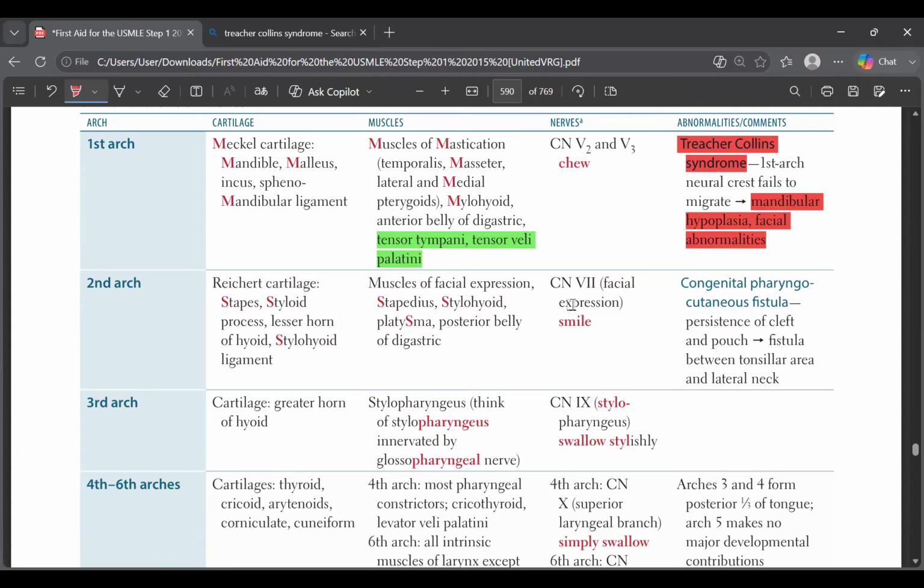Cranial nerve 7, which is the facial nerve for smiling, and it causes congenital pharyngocutaneous fistula. Persistence of cleft and pouch fistula between tonsillar area and lateral neck. So let's search what congenital pharyngocutaneous fistula is like.